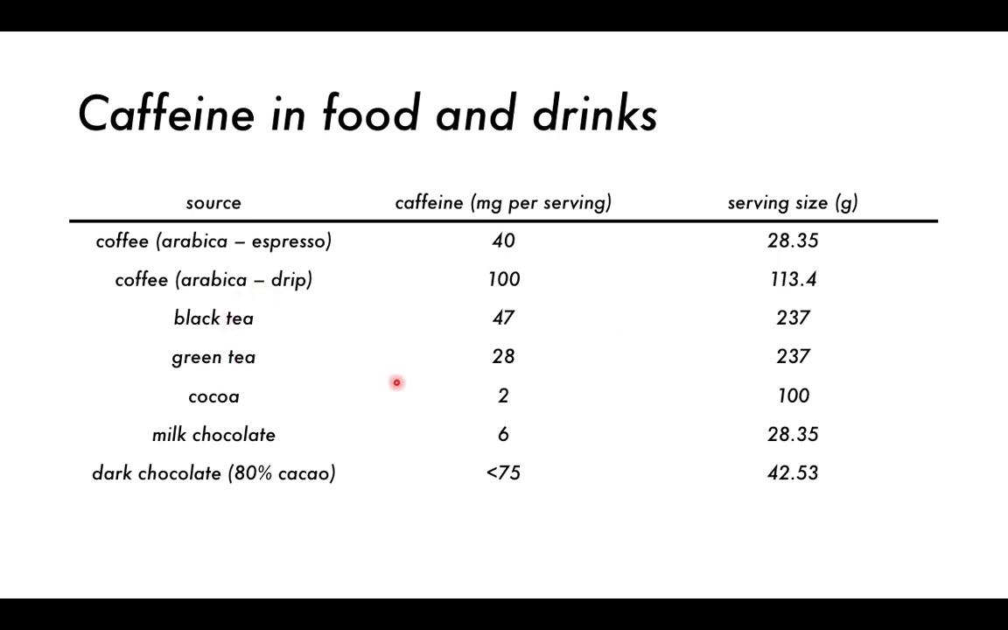Black tea and green tea also have reasonably significant amounts of caffeine, about a quarter of what would be present in a similar amount of coffee, which is not insignificant. Cocoa has about 2 milligrams per serving. Milk chocolate, and dark chocolate, which is high in cacao, has actually a considerable amount of caffeine. The amount of caffeine in dark chocolate can exceed that in coffee. Here the serving size is about a third larger than the espresso, but in fact the caffeine amount is more than a third higher. But analytical chemistry can give us values for all of these.